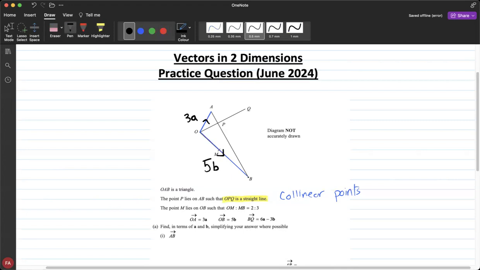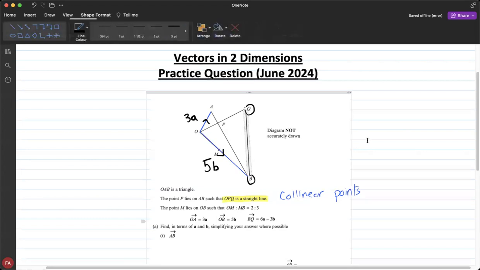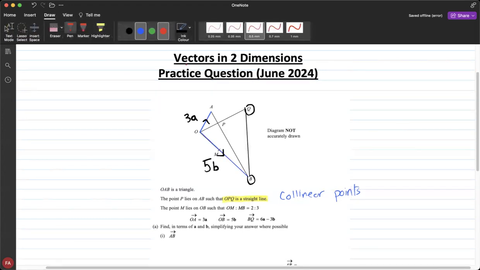But the problem is that there is not even a single line that connects B to Q. So in these kinds of questions, I would recommend that with a pencil, you should draw this line. Label out the direction as well. So I know that this has to be 6A minus 3B.